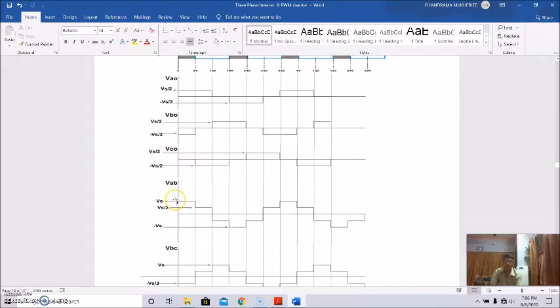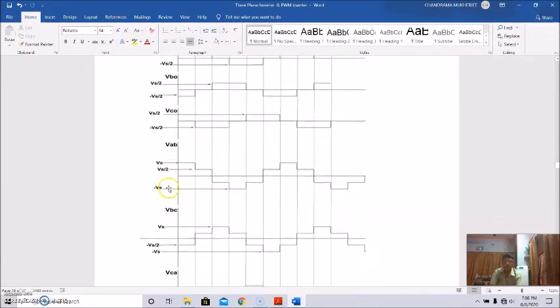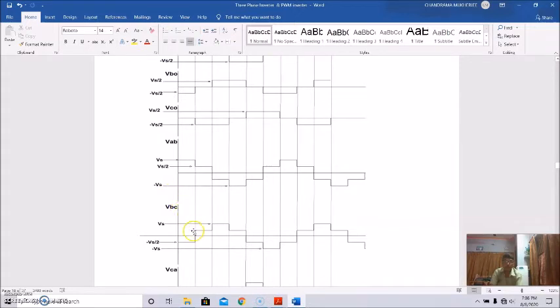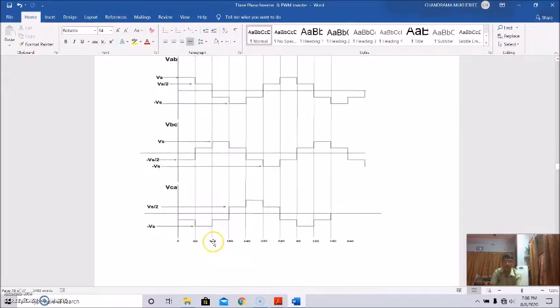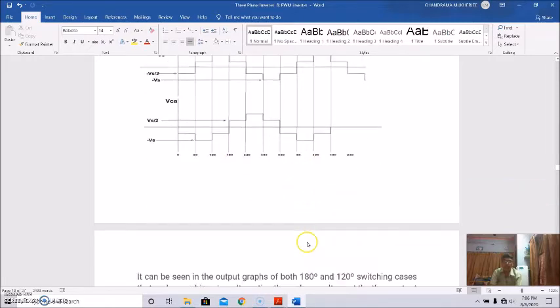This is the phase voltage, and this is the line voltages. So this is the form. VAB, this is for VBC, and this is for VCA. So this is the whole form.